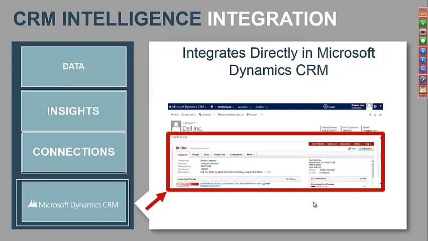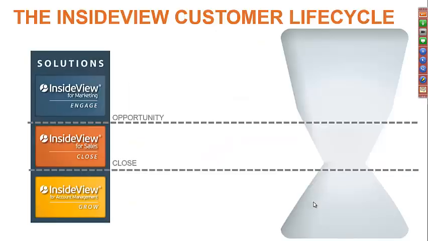And then we deliver that all inside. Think about increasing CRM adoption, giving this information to the reps right at their fingertips where they're living every day in CRM. So let's look at that across the life cycle. On the left-hand side, you can see our suite of products, starting with marketing, then down to sales, and then account management.